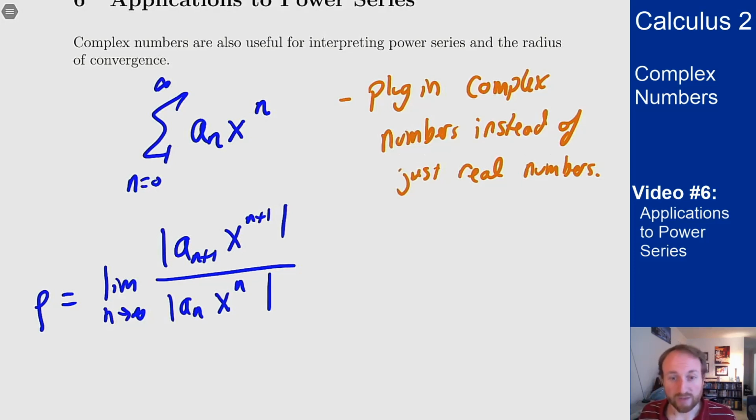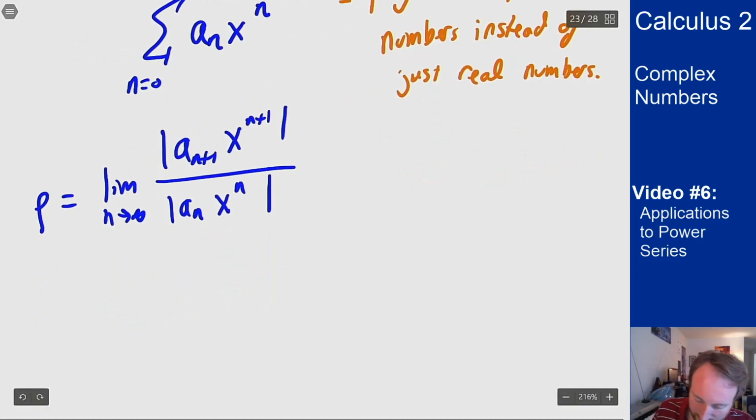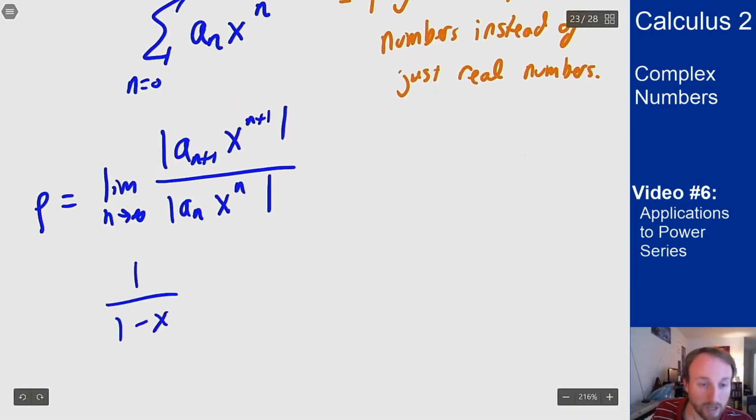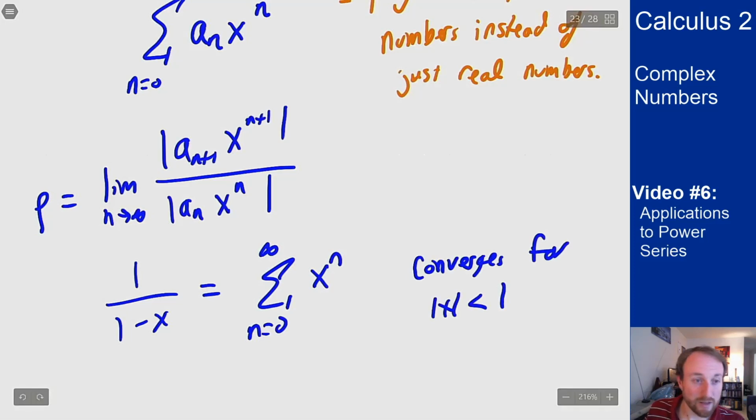If this ratio is less than 1, then it converges, bigger than 1 it diverges, check on the endpoints as before. But what does this mean if we're looking at this as complex numbers and not just real numbers? Let's take one of the examples we had before. We'll look at the series for 1 over 1 minus x. We had this before. Great. This we knew was the sum n from 0 to infinity of x to the n, and we knew this converged for |x| less than 1, at least by the ratio test, and then you check the endpoint and see it also converges at minus 1.